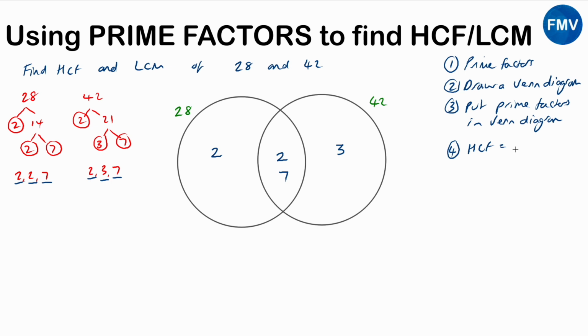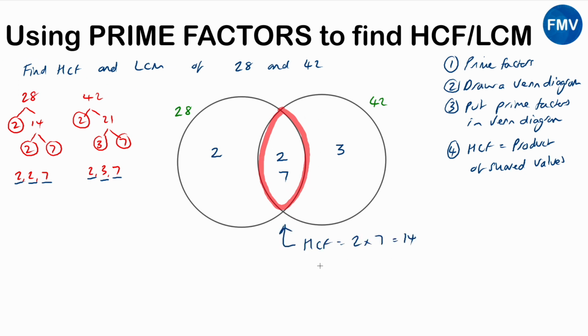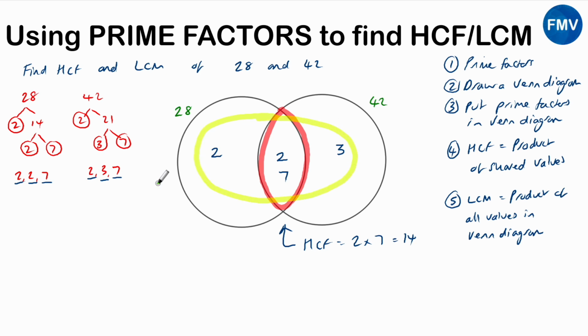So step 4, the highest common factor is the product of the shared values. So the shared values are those. So we can see the highest common factor of 28 and 42 is 14. Step 5, the final step, is to find the lowest common multiple, and that is the product of all of the values in the Venn diagram. So in this case, it's all of those values multiplied together. 2 times 2 times 7 times 3 is 84. So our highest common factor is the product of the shared values. In this case it's 14, and our lowest common multiple is the product of all of the values, which is 84.